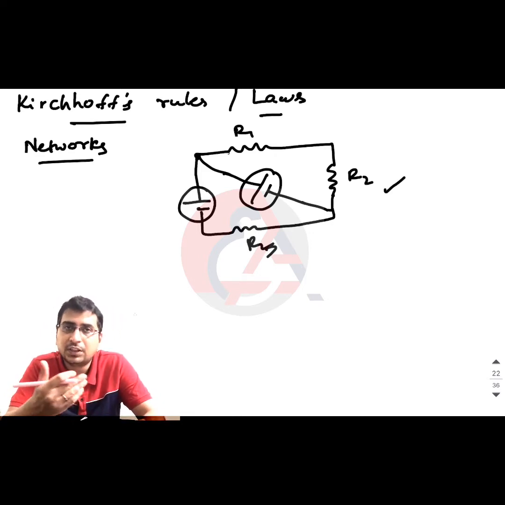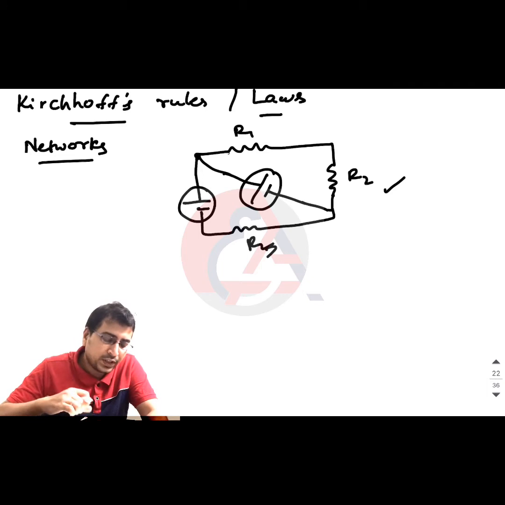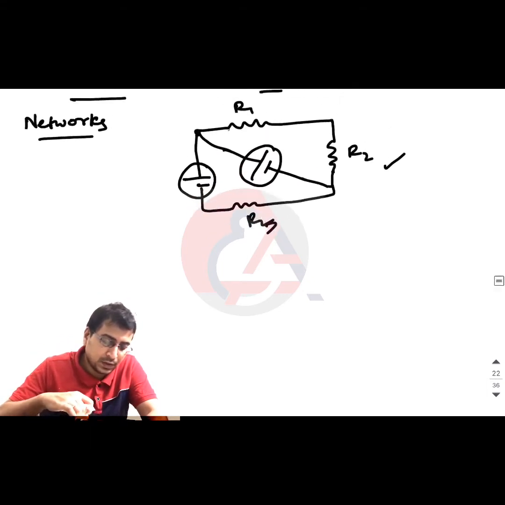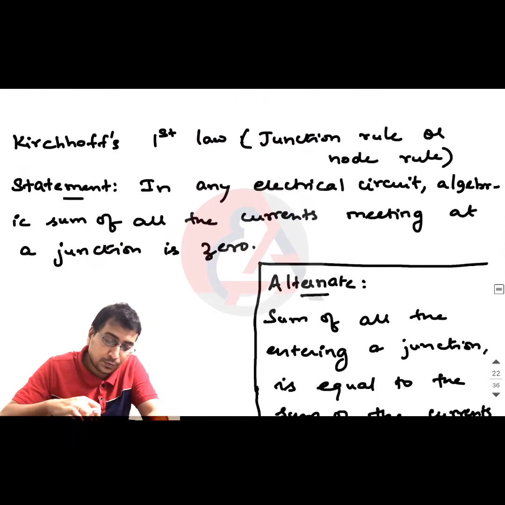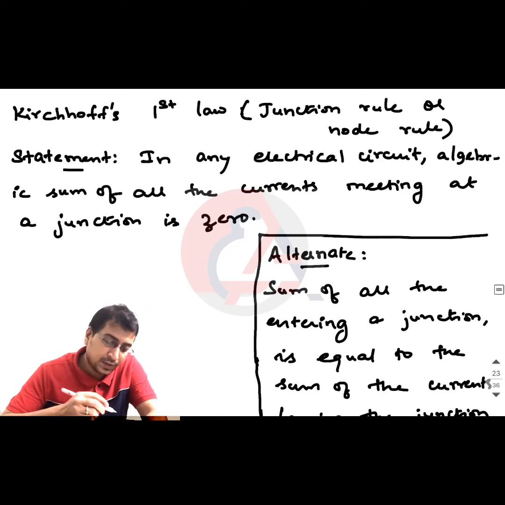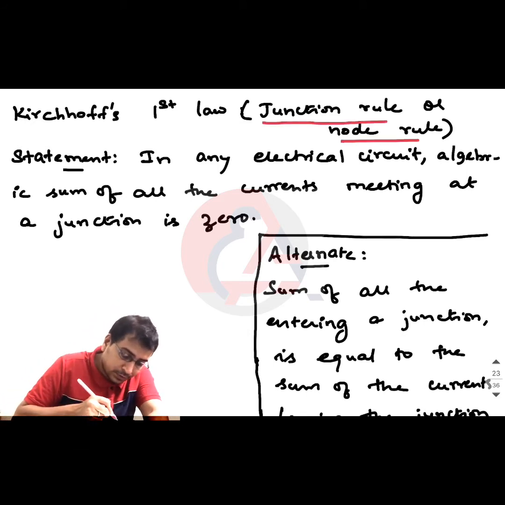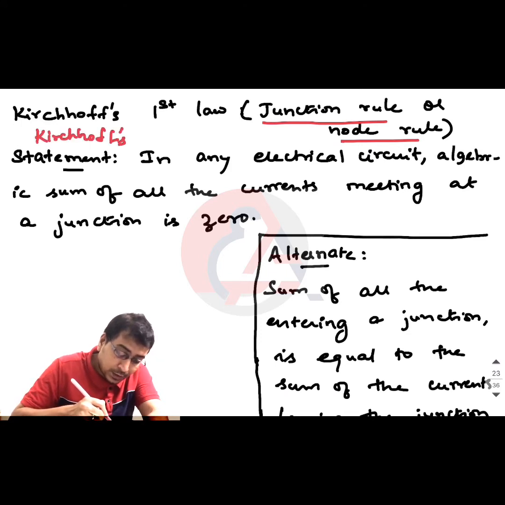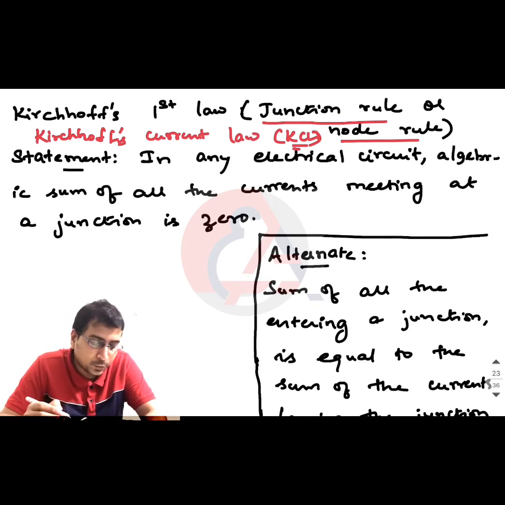It becomes more complicated when the number of cells and the number of resistors keep increasing. So an easier way of solving these problems is given by Kirchhoff. There are two basic laws which help us solve such complex circuits. Kirchhoff's first law is also called the junction rule or node rule, and sometimes it is referred to as Kirchhoff's current law. In short form, we call it KCL. This law has a statement associated with it. Let's see what the statement is.